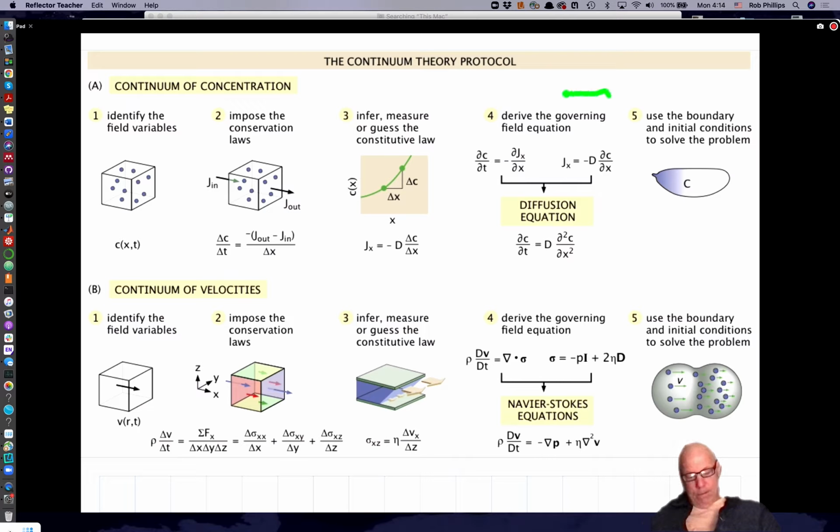The fourth step is to derive the governing field equation, which is usually a partial differential equation, and that is by uniting the conservation law, shown here, and the constitutive law.